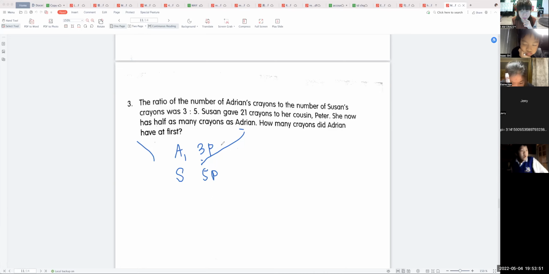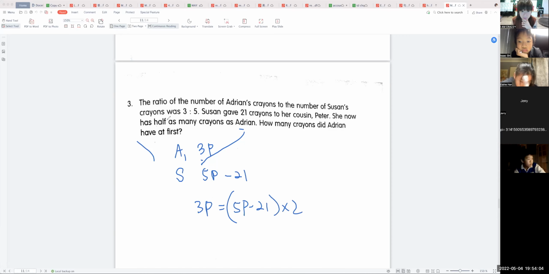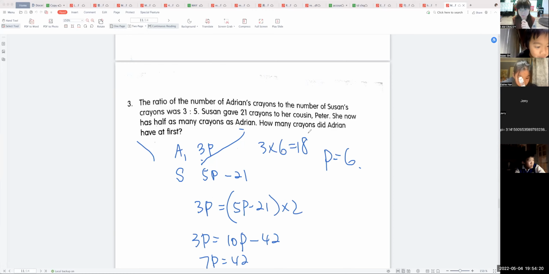Susan gave 21 crayons to his cousin Peter, minus 21. She now has half as many crayons as Adrian. So 3p equals 5p minus 21 times 2, right? Because it's half. So 3p equals 10p minus 42. So 7p equals 42. So 1p equals 6. So how many crayons does Adrian have at the very beginning? 3 times 6 equals 18.